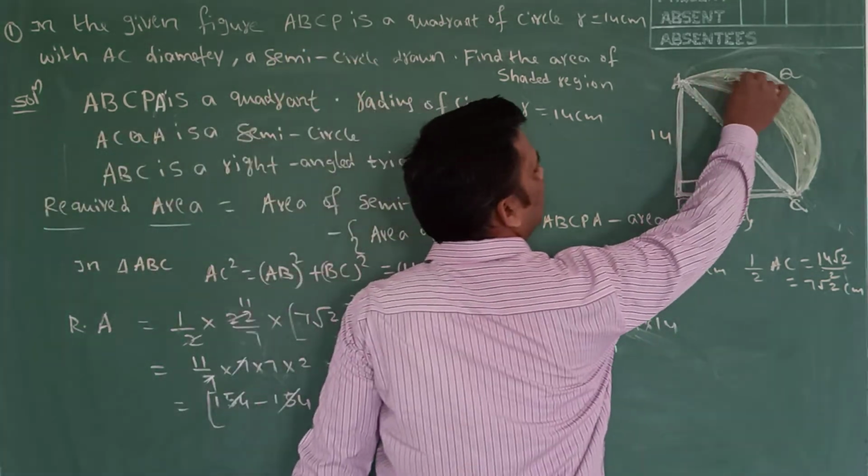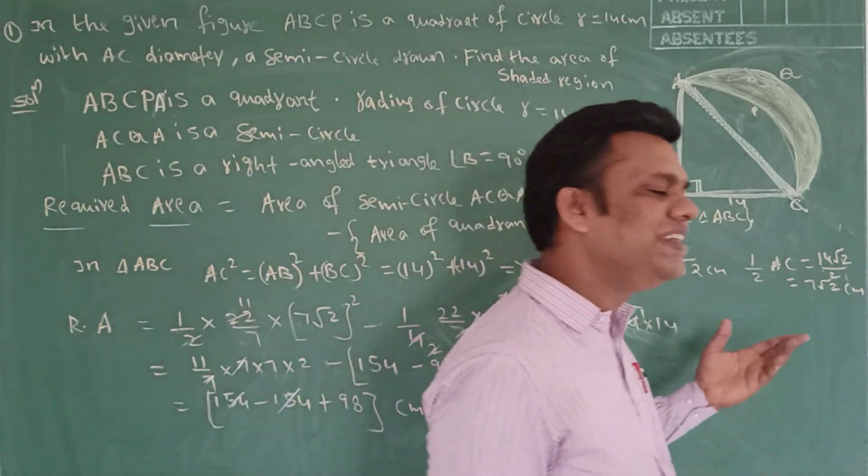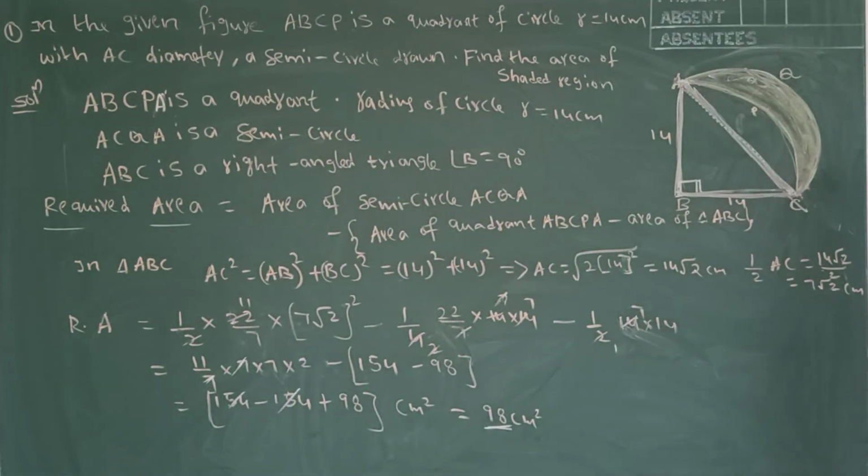Therefore, the required area of the shaded part is 98 centimeters square. So which formulas did we apply here? The area of a semicircle, the area of a quadrant, and the area of triangle ABC.